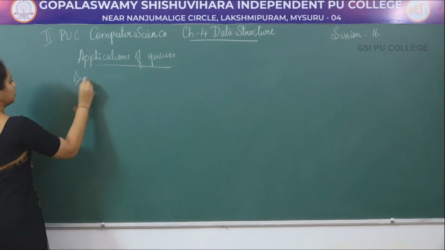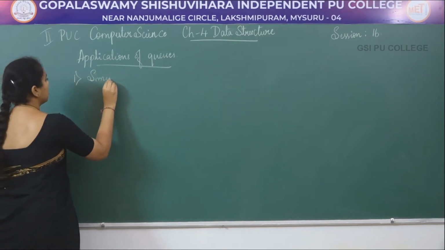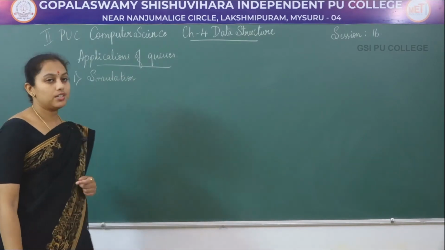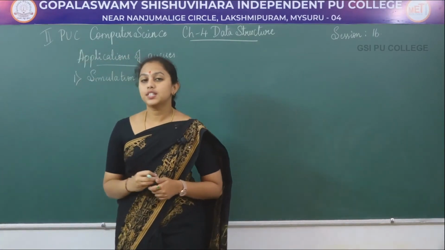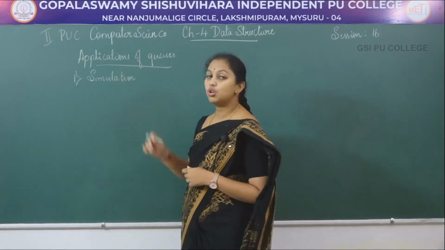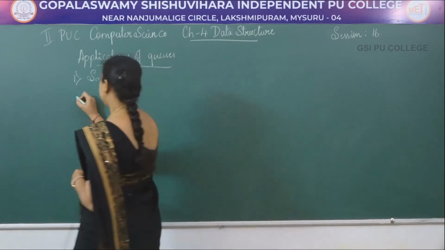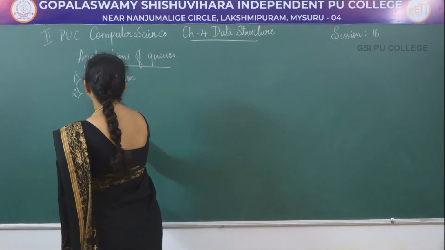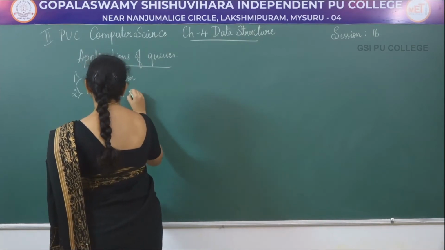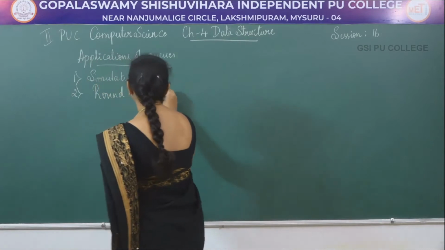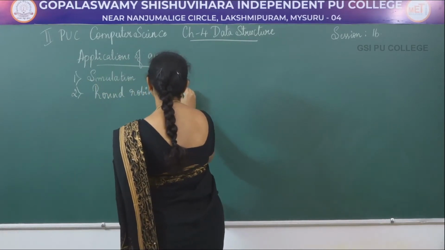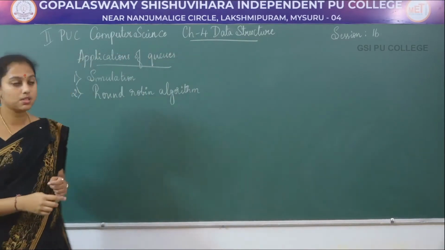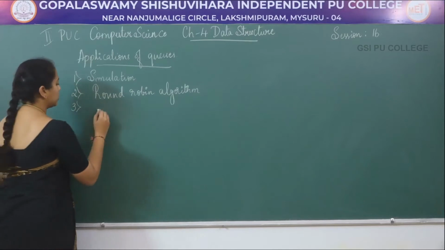The first application is simulation. Simulation is a set of numbers which is used to denote the state of the system using the queue concept. And next application is the round robin algorithm. It is used in the round robin algorithm to solve some problems.